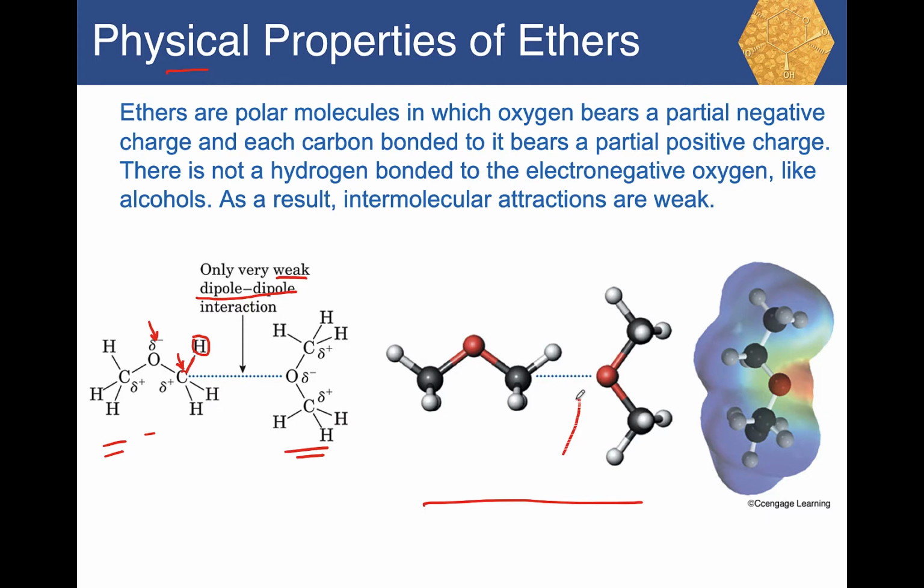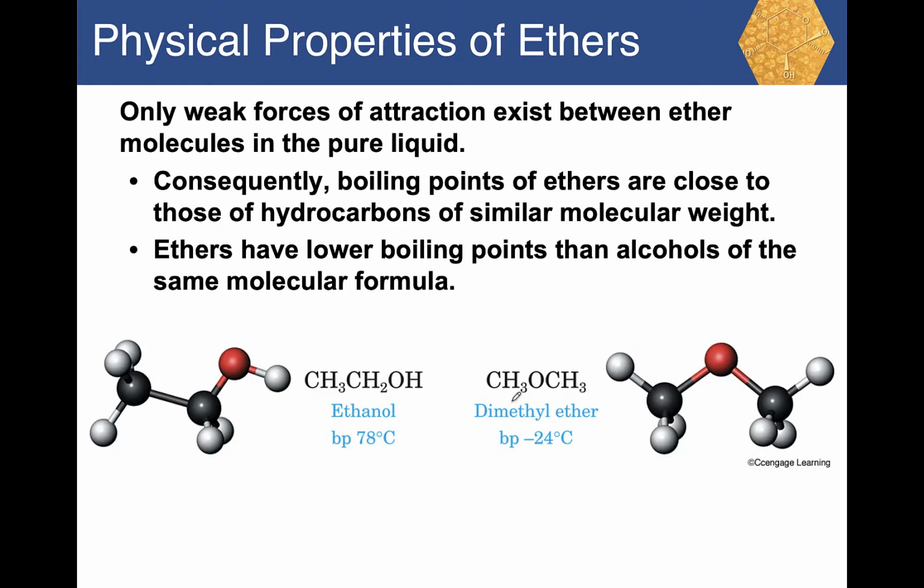Here's the interaction that's drawn, and here's another molecule. So the point is that this interaction here, as illustrated by that dotted line, is very weak. Why is that so important? Because if we need to boil a liquid, we need to break those intermolecular attractions. We need energy. You may recall that ethanol has a high boiling point, 78 degrees C.